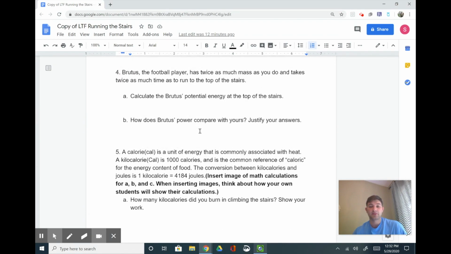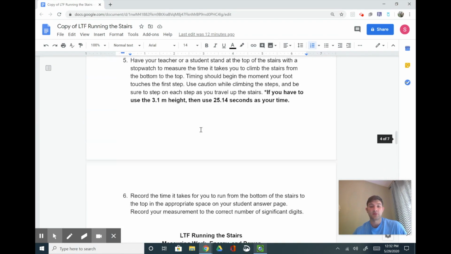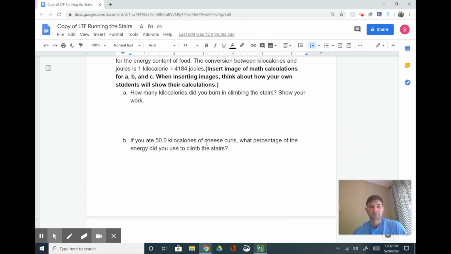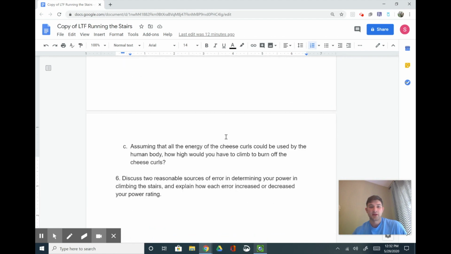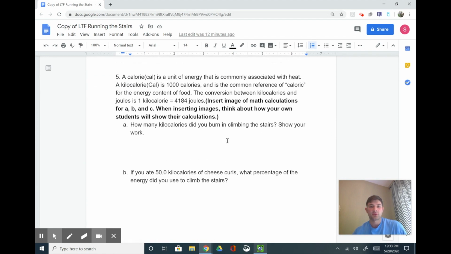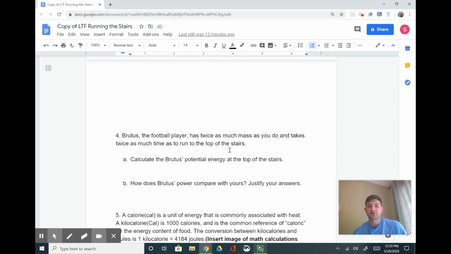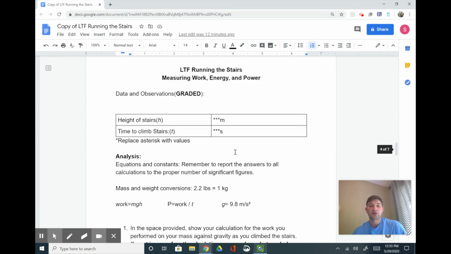But that is it for that lab. Hopefully this will not be too awful bad. Make sure to include your calculations, especially for this one right here. For A, B, and C, make sure you put all your calculations for this. You can put it in one document if you want to, one picture, or you can put separate pictures. It's up to you, whatever's easiest for you. But watch out for calculations here.